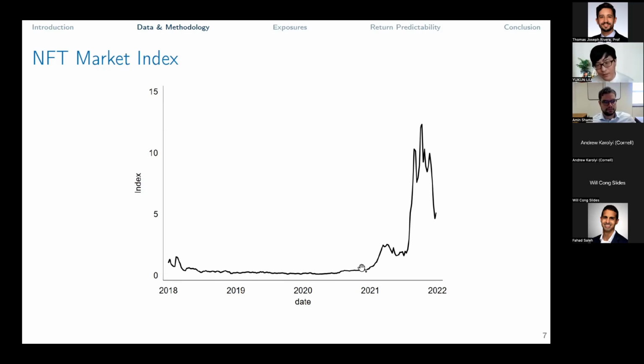You can see that we normalize the beginning to 1. At the beginning, for a few years, the price of the NFTs dropped pretty significantly. But starting in 2020 onward, especially in 2021, the price increased by a lot. By the end of 2021, it's about 5 times the beginning of the sample. Right now, if you extend this time series all the way to today, it almost gets back to a little bit higher than the beginning.